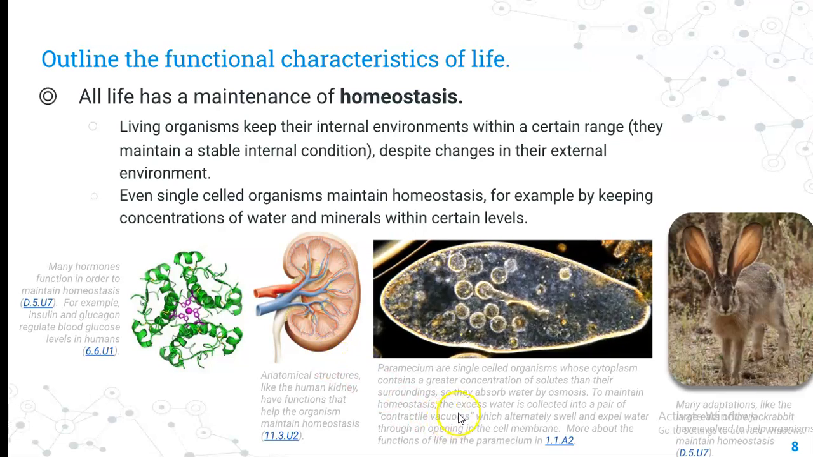Paramecium are single-celled organisms whose cytoplasm contains a greater concentration of solutes than their surroundings. So they absorb water just naturally by osmosis. And to maintain homeostasis, they have to essentially pump that excess water out through what we call contractile vacuoles.